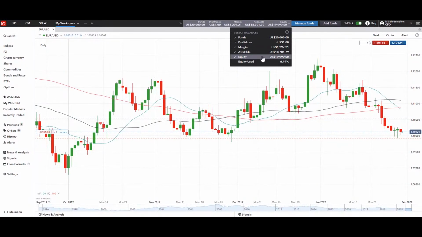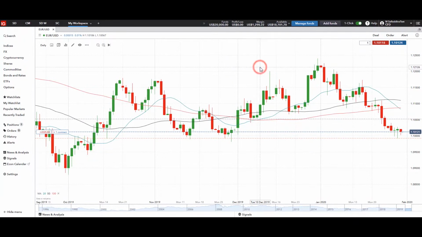If you want the equity up there, by the way, as we discussed in part 1, you can click on it and it'll come up. But in this case, if we don't need to see it up there, we can just click on it again, the check will be gone, and we're back to our standard view.